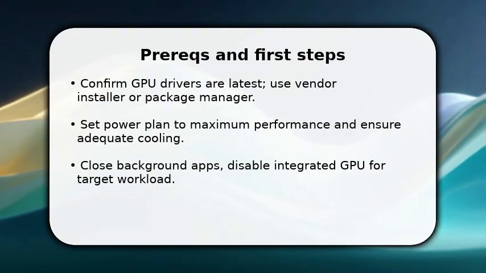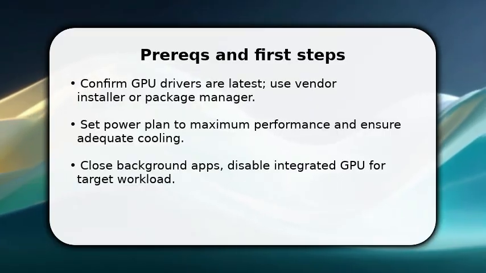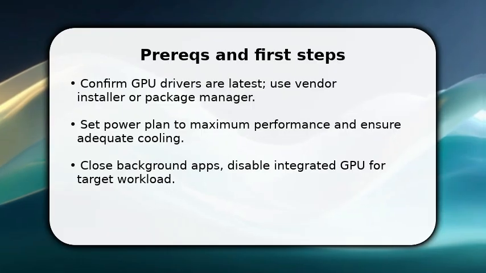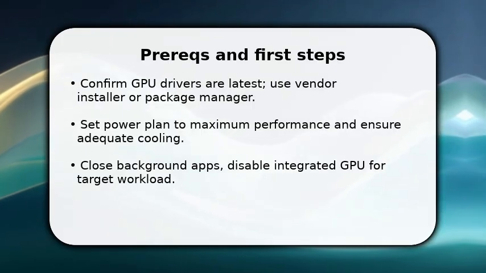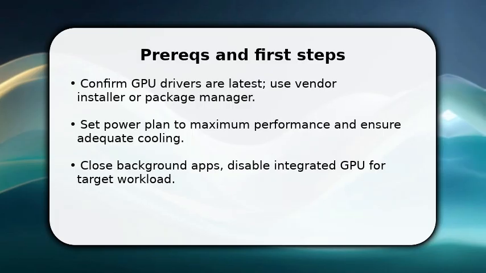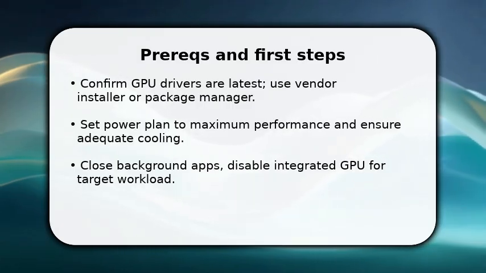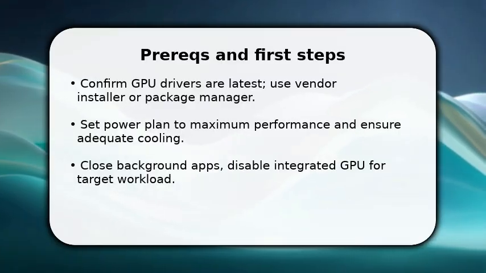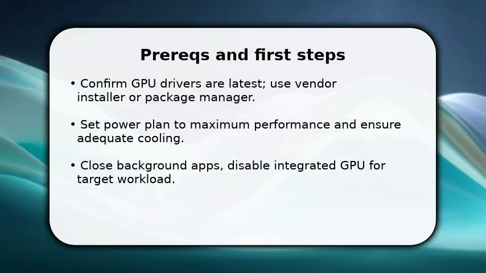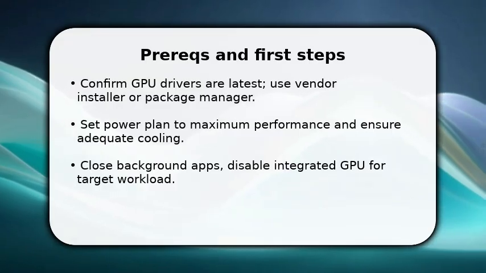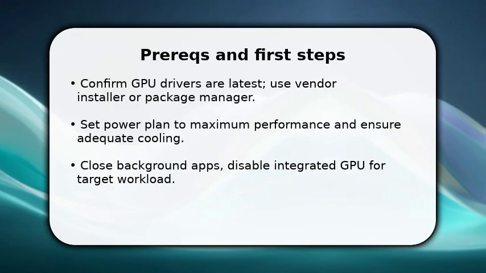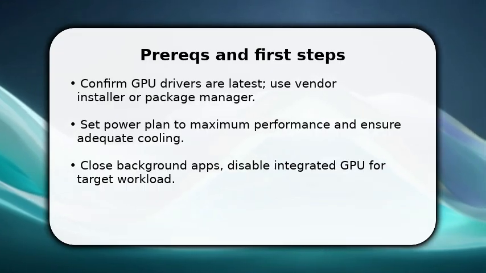You start by confirming prerequisites. Update drivers and firmware so the GPU can accept full workloads. Once done, switch power and thermal profiles to high performance and make sure fans and airflow are adequate. This prevents automatic downclocking. You should also terminate competing background processes and, when applicable, disable the integrated GPU or move rendering to the discrete card. These first steps give the GPU headroom.